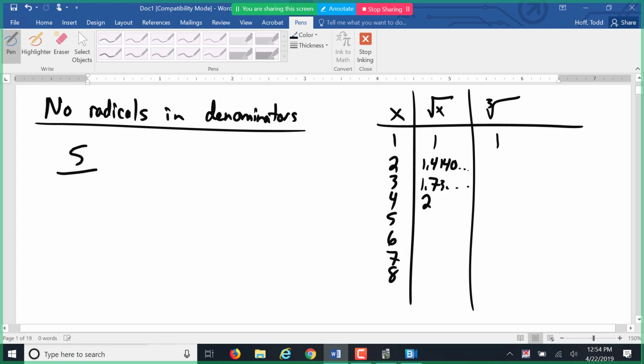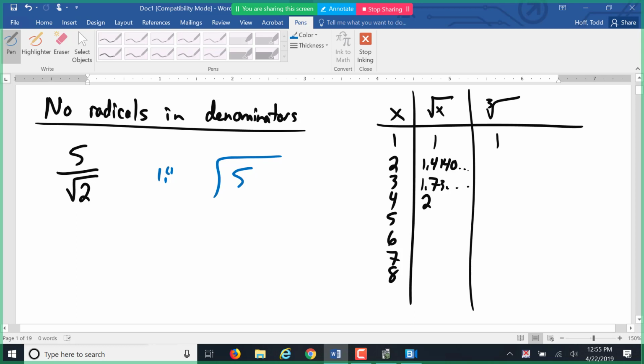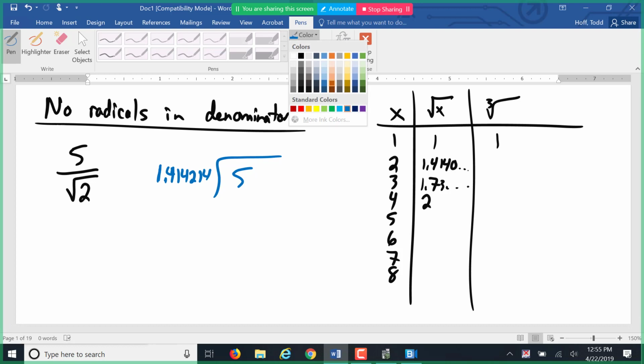Well, if I had 5 divided by the square root of 2, let's actually do the square root of 2 here, see what it is. 1.414214. I don't know about you, but I don't really want to dig into dividing that out. 1.414214 going into 5. That's going to be ugly having to divide by that big of a decimal, and that's still just to round it off.